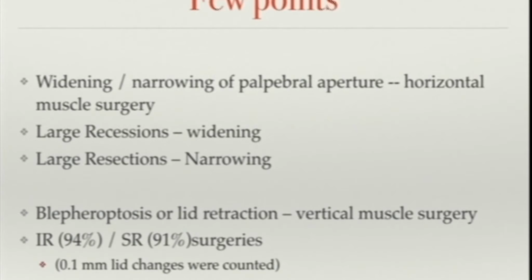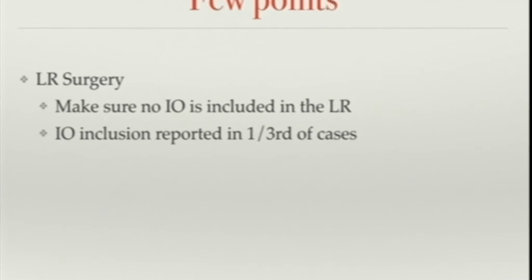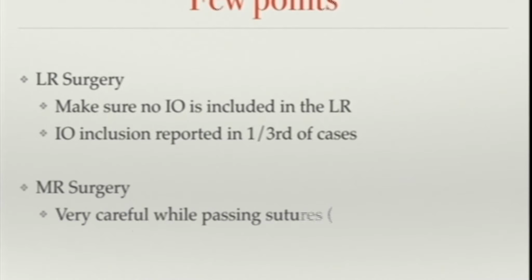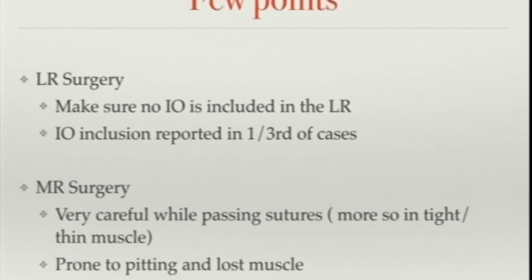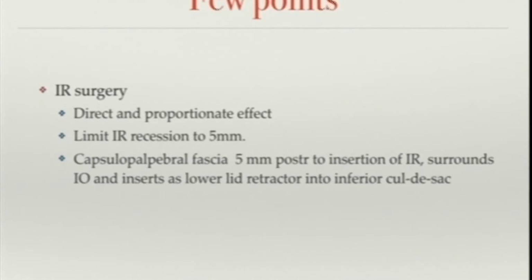Ptosis and lid retraction can be seen with vertical recti muscle surgeries. It has been reported as high as more than 90% in both IR and SR surgeries. In lateral rectus surgery, we have to be very careful not to include the inferior oblique, because inferior oblique inclusion has been reported in up to 1/3 of cases. For medial rectus surgery, we have to be very, very careful. At times, you have a tight medial rectus in long-standing esotropias, and they are very prone to slipping and being lost. For inferior rectus surgery, there is a direct proportional effect. The maximum limit is 5 millimeters.